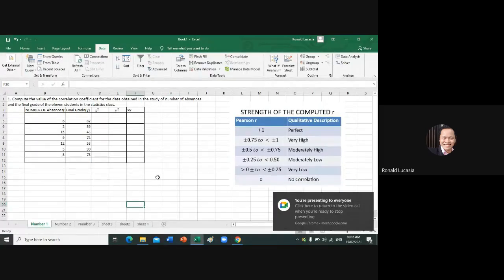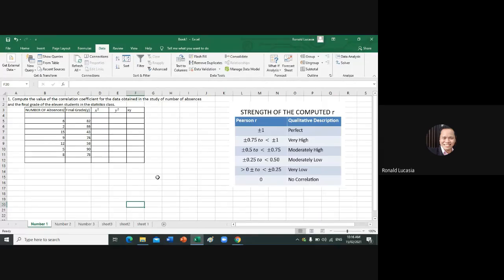Okay, so we have now x squared, meaning to say the first column will be multiplied by itself. So you put equal there and then click 6. This is the square. And then enter. You just drag it.